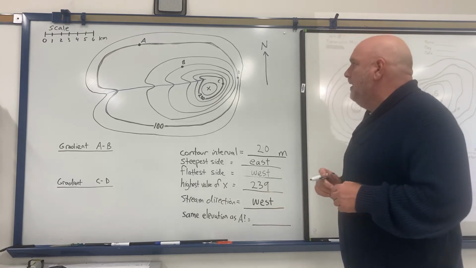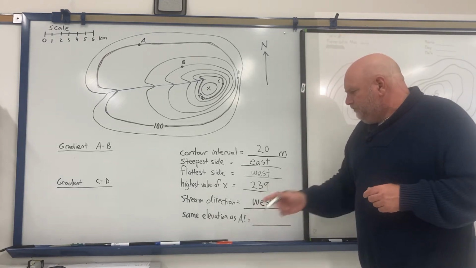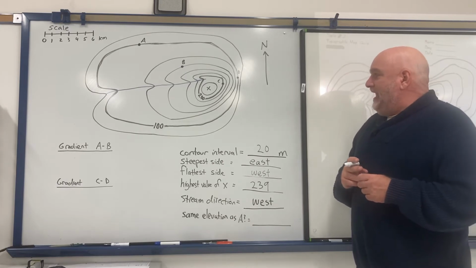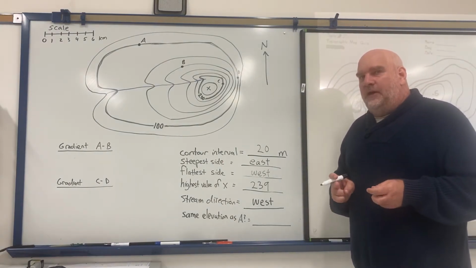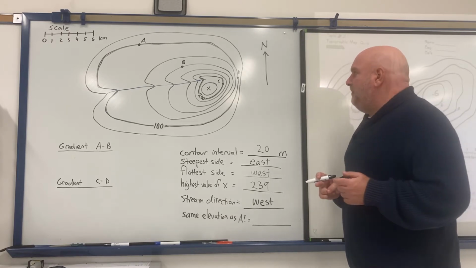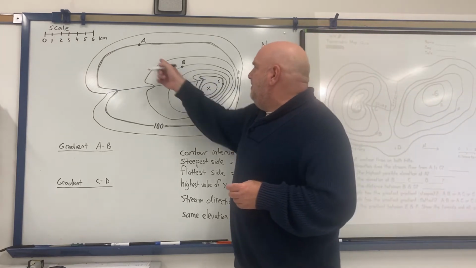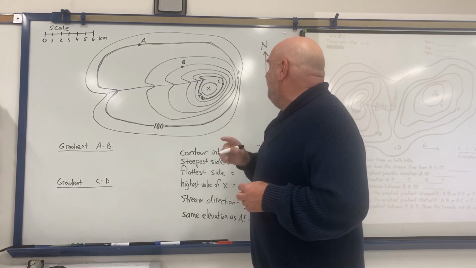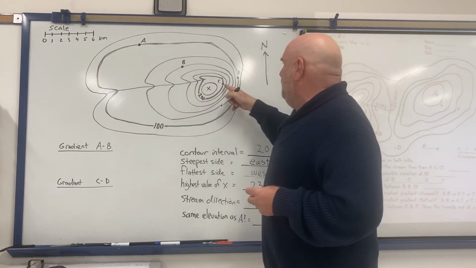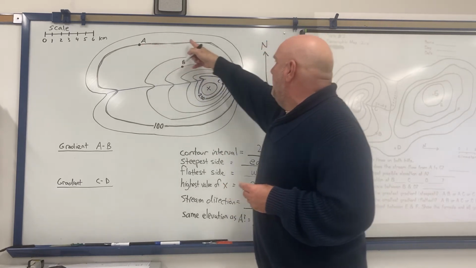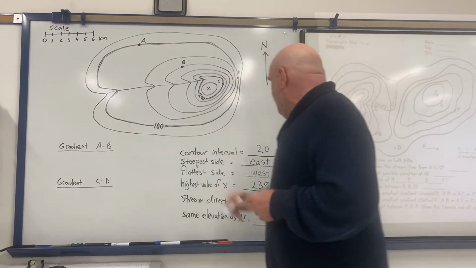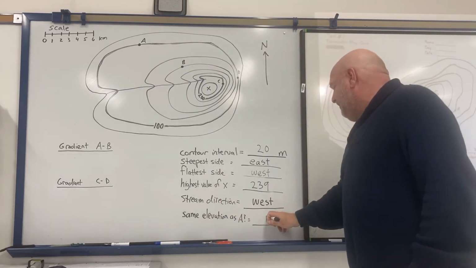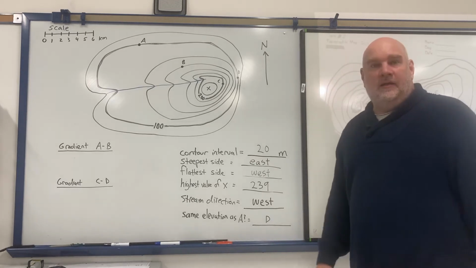All right. Next, what has the same elevation as A? Well, any 2 points that are on the same contour line are going to have the same elevation. So A and B are on 2 different lines. They're not the same. A and C are on two different lines, but if I look, A and D are on the same line, therefore they're going to have the same elevation.